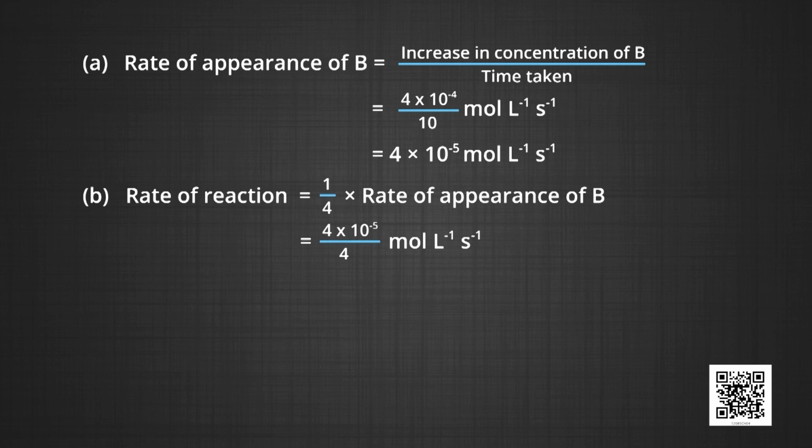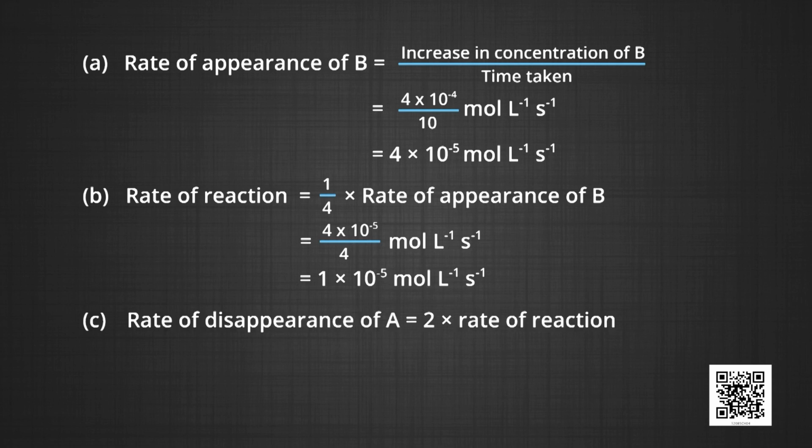It is equal to 4 into 10 raised to power minus 5 divided by 4 moles per liter per second. It comes out to be 1 into 10 raised to power minus 5 moles per liter per second. Next part, the rate of disappearance of A is equal to 2 into the rate of reaction. It is equal to 2 into 1 into 10 raised to power minus 5 moles per liter per second, which is 2 into 10 raised to power minus 5 moles per liter per second.